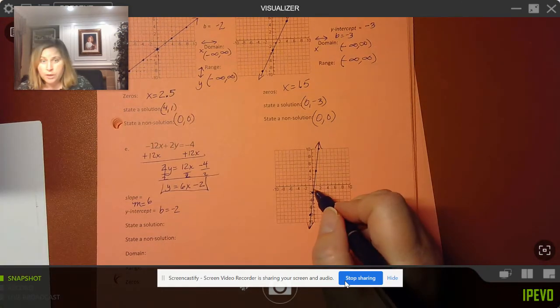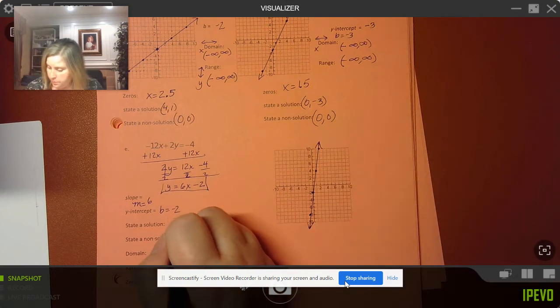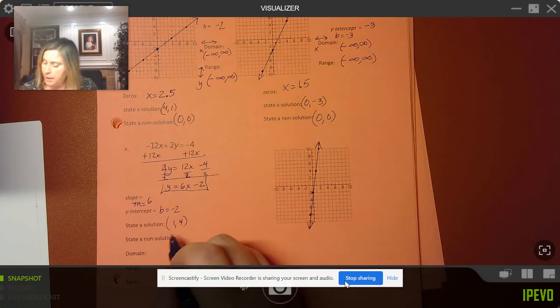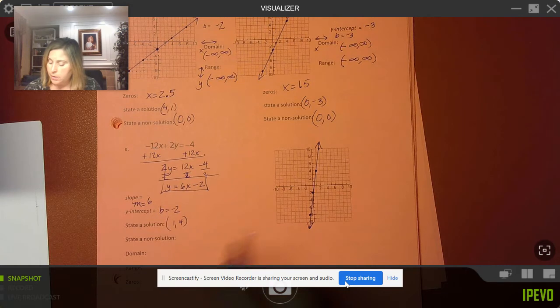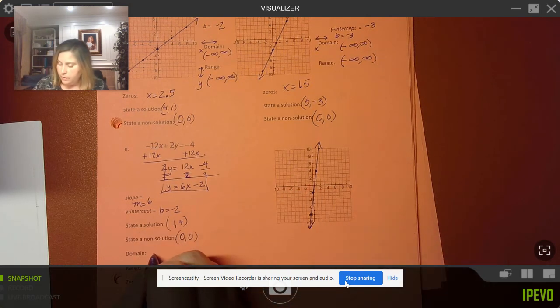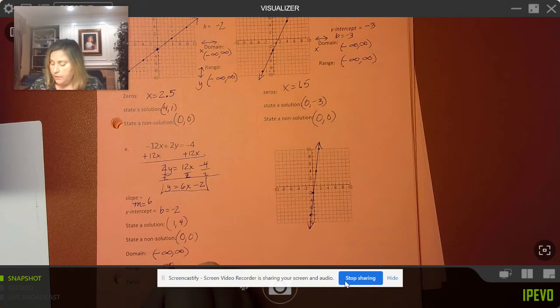A solution, I'll choose 1, 4. You could always choose the y-intercept, 0, -2. A non-solution, it's so close to the origin, but it does not go through the origin, so I'm still sticking with 0, 0. It is a non-solution. Domain, it does go left forever, and then it does go right forever. So negative infinity to infinity is our domain. And our range, it goes up forever and it goes down forever. So also negative infinity to infinity.